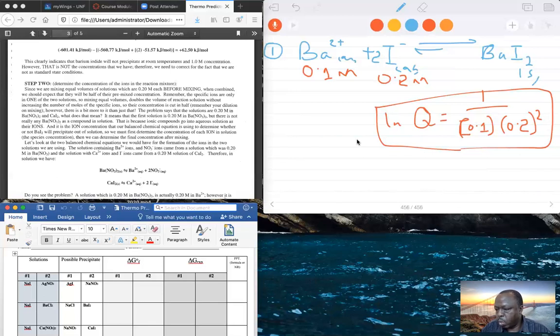This is what we would need in finding the reaction quotient for this equation. Remember this equation: delta G for the reaction is given by delta G naught plus RT ln of Q. We know this, right? I've shown you how to find this.